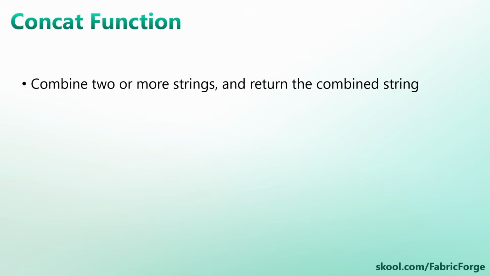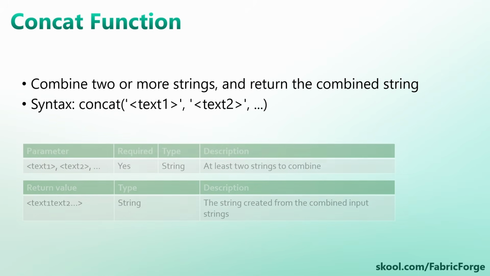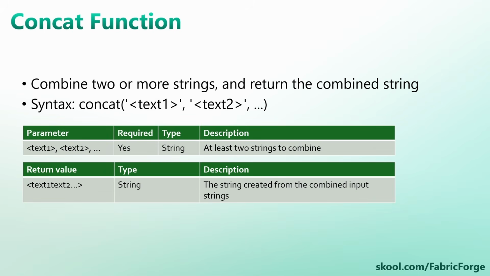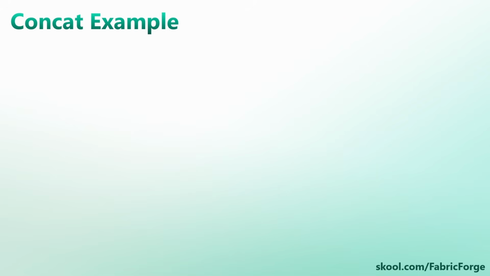Syntax for this function is concat, then opening bracket, and then text values in single quotes separated by commas, and then closing bracket. This function requires 2 or more strings as parameters, and then the return value or the output of the function is a combined string from those parameter strings. Next, let's go through a quick example how this concat function works.